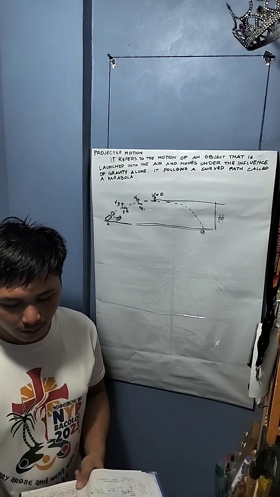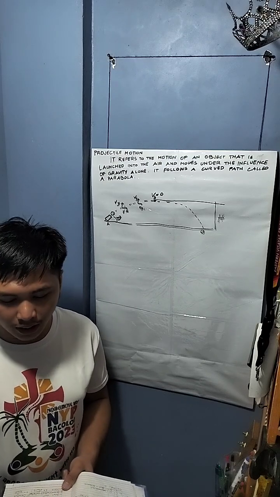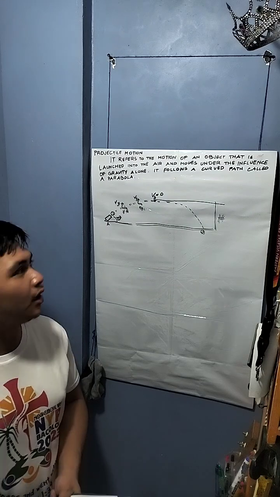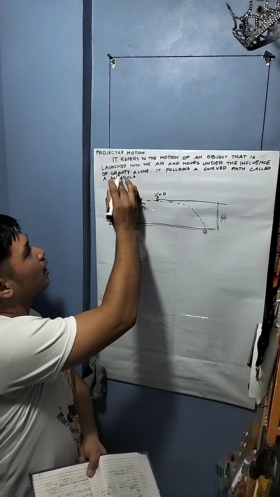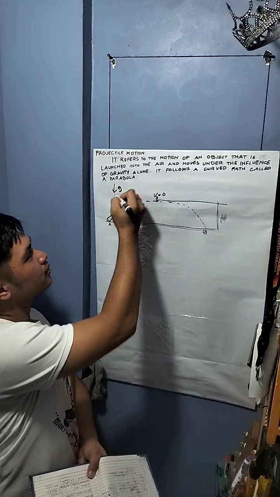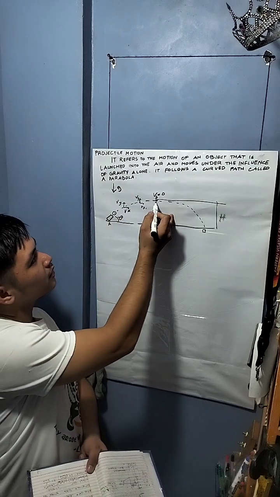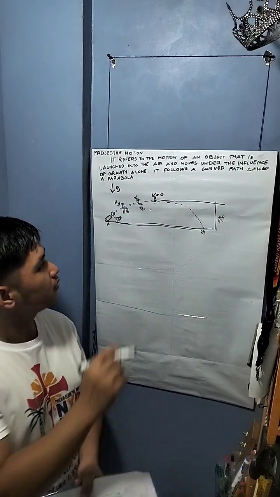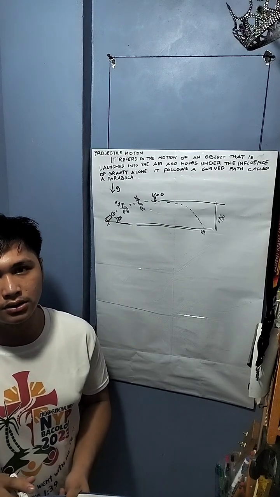Secondly, the acceleration due to gravity is constant and acts vertically downward. So this is our acceleration due to gravity. That will cause our object to fall down after it reaches the highest point.